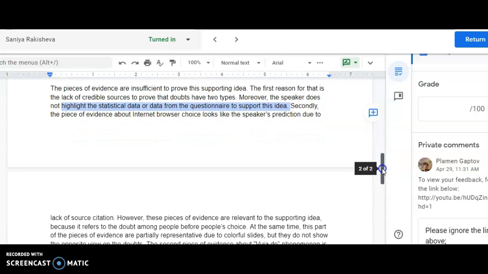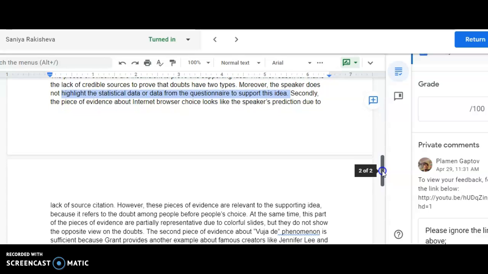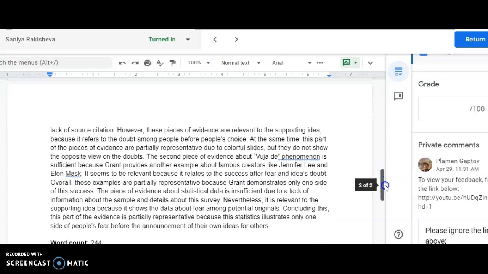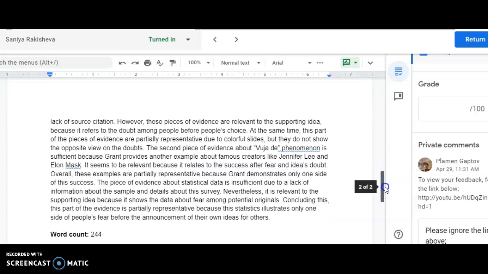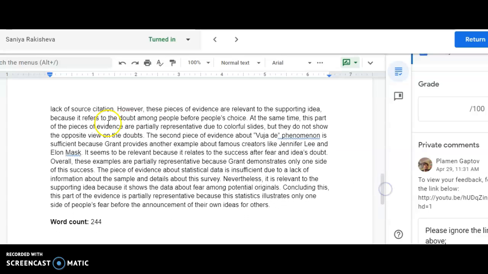Secondly, the piece of evidence about internet browser choice looks like the speaker's prediction due to lack of source citation. However, these pieces of evidence are relevant to the supporting idea because it refers to the doubt. Okay, fine, why not? That's a good explanation. I like the way you have specifically targeted part of the argument. So that's exactly what you should do for the exam. So there's a lot of good things you've done in this paragraph.